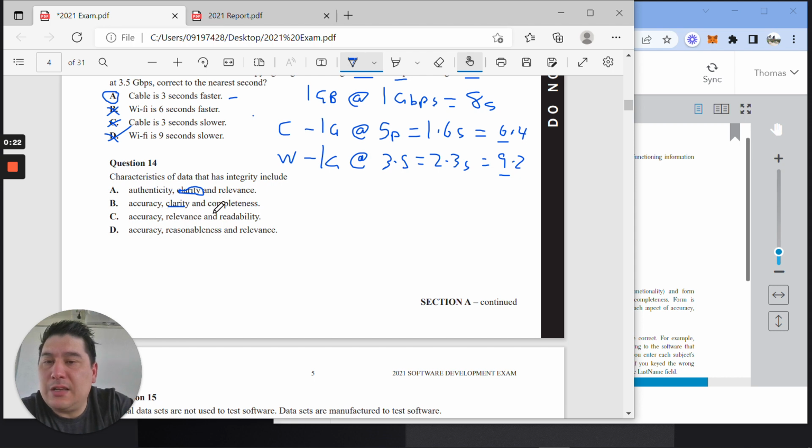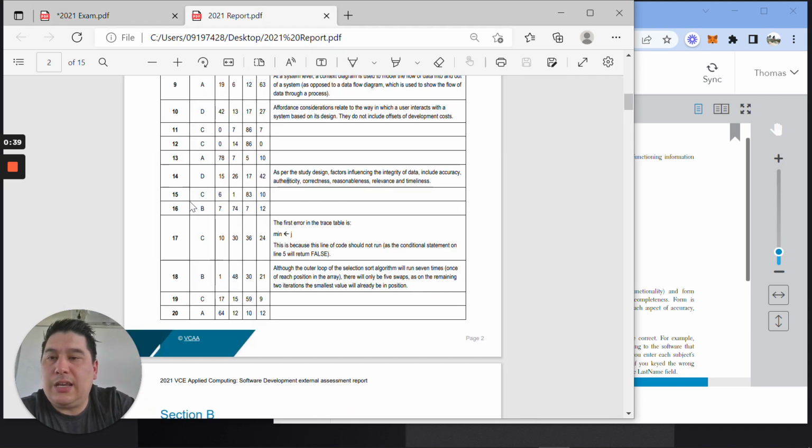Accuracy, relevance, and readability. Readability, I don't think, is one, so we're going to cross that one. We'll highlight that one. Accuracy, reasonableness, and relevance, they are all definitely. So out of the four, if I was to make a guess, that would be this one. Let's go and check D for question 14.